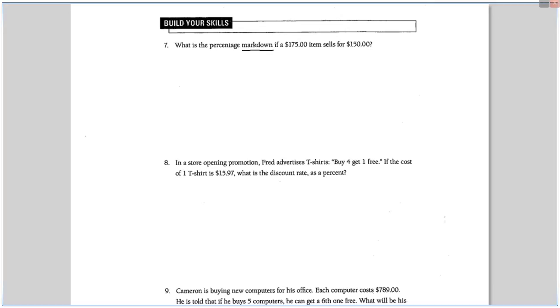Okay, so what is the percentage markdown if a $175 item sells for $150? Okay, so in order to calculate the percentage, first of all, you need a part divided by a whole times 100. So in this case, you need to decide what the part and the whole is. The whole is always the easiest one to figure out. It's the total. It's a $175 item. Okay, so that's the whole. That's the easy part. Now, if it says what is the percentage markdown, you need to figure out what the markdown is. The markdown is the part that you're interested in.